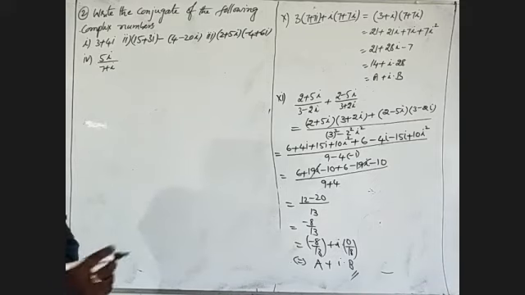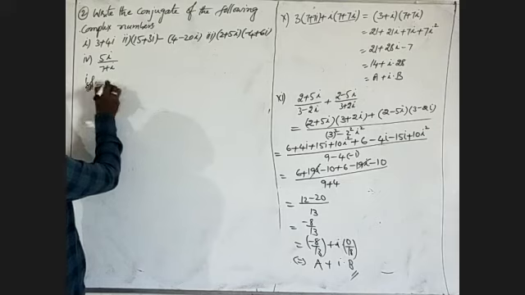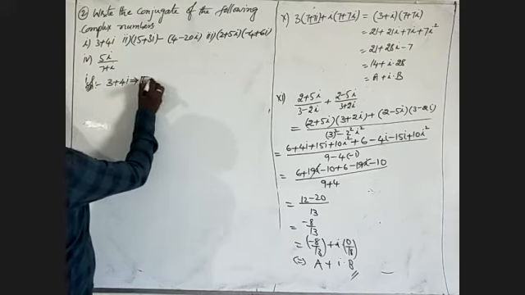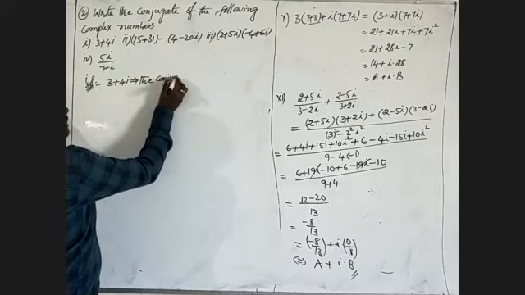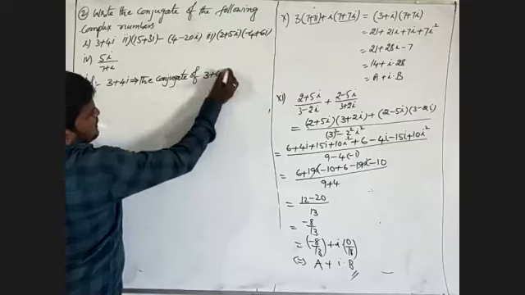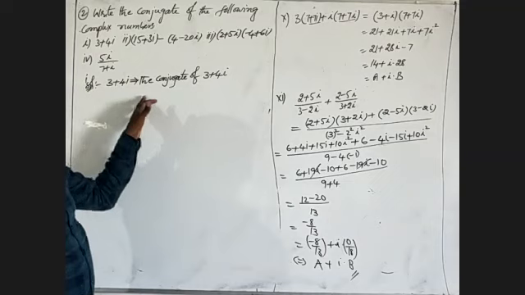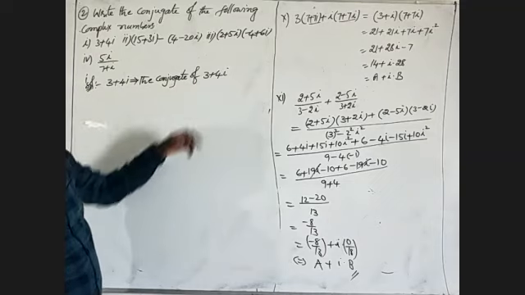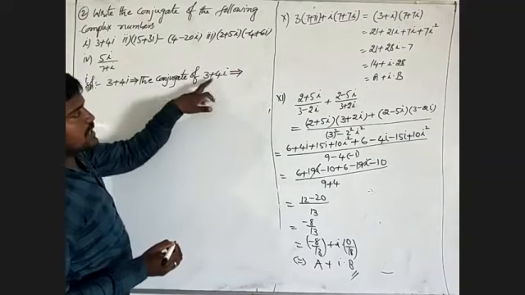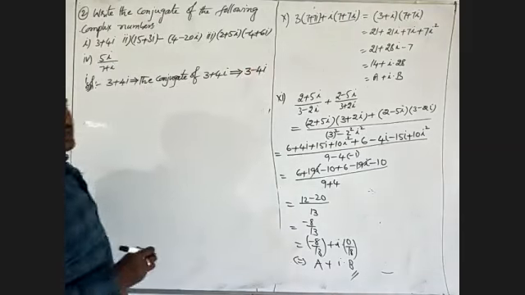Write the conjugate of the following complex numbers. The first one is 3 plus 4i. Already we discussed this type of problem. The conjugate of a plus ib must be written as a minus ib. That means the conjugate of 3 plus 4i will be written as 3 minus 4i.